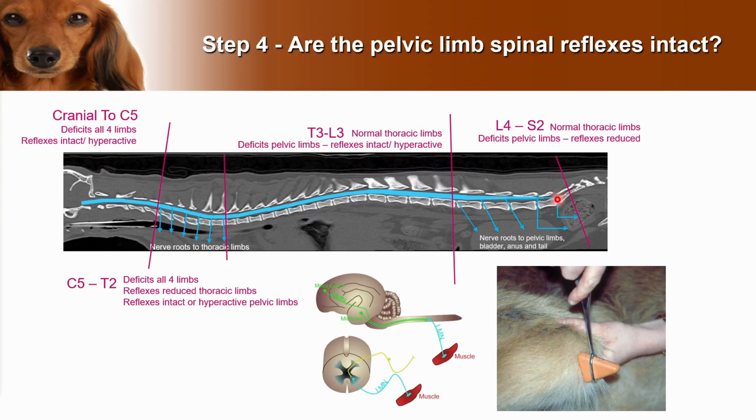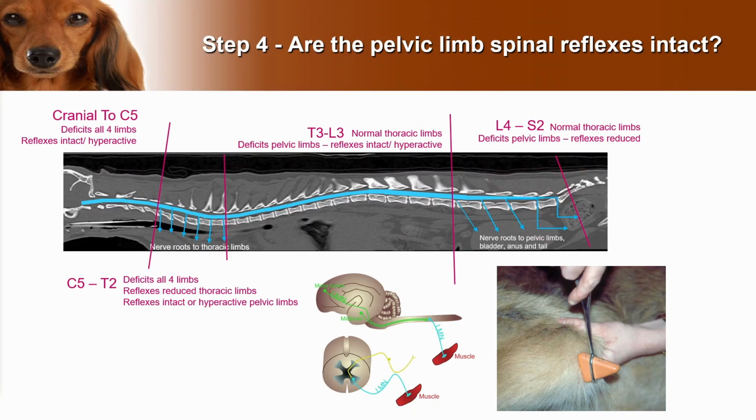However, if we damage an area in this region, which is really the subject of this video, the thoracolumbar region, then these reflexes, this little circuit here, will be left intact, and so the dog will have reflexes. So the way that we localize this problem is if there are reflexes intact, then it's going to be in this region, and if there are pelvic limb reflexes that are reduced, it's going to be in this region.